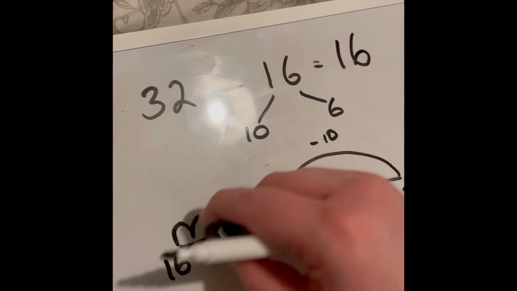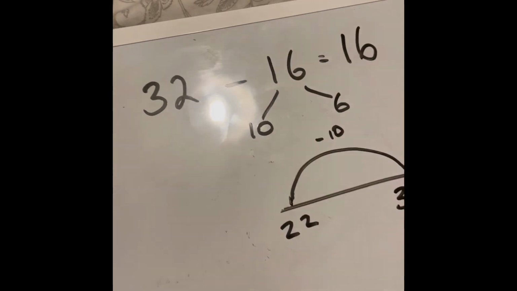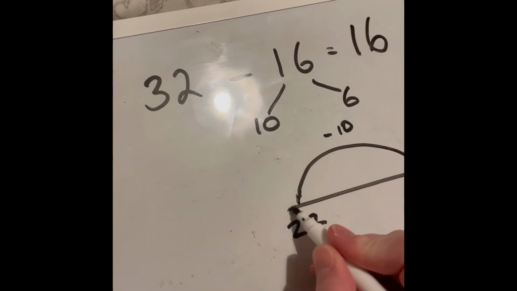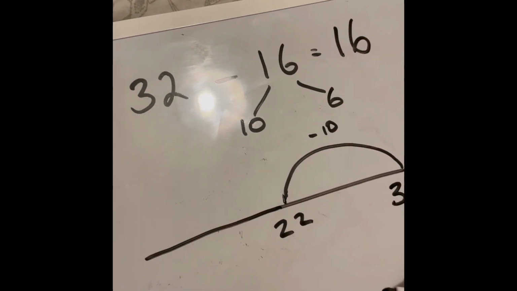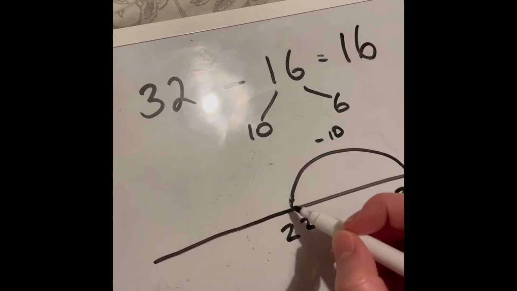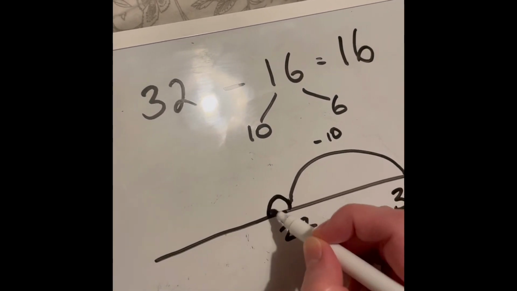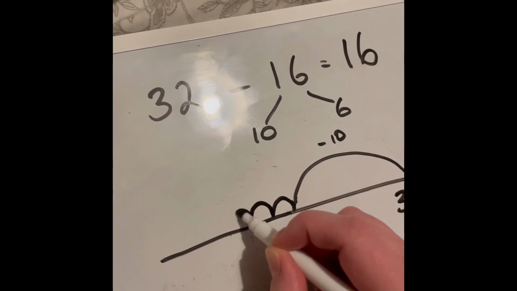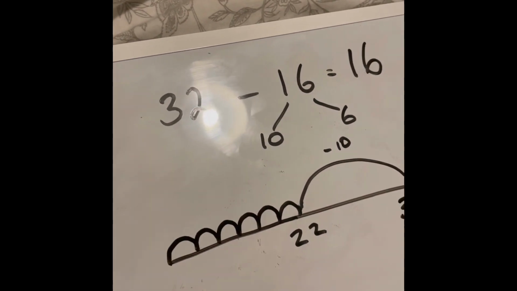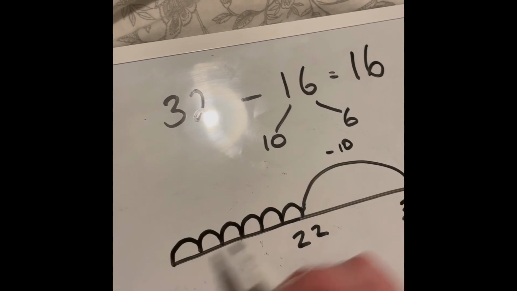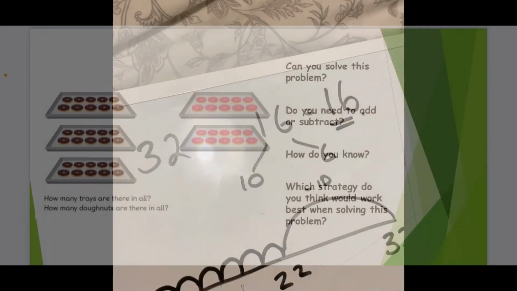Let me just show you another way you could do that. So you've done 32 take away 10, which is 22, and you want to take away 6 more. You can just count down in ones. So we've got 22, 21, 20, 19, 18, 17, 16. So I've taken away 6 ones and I'm left with 16, and that is the answer.